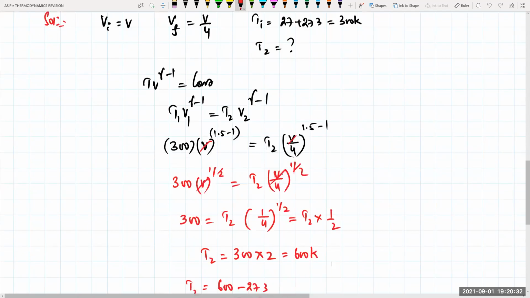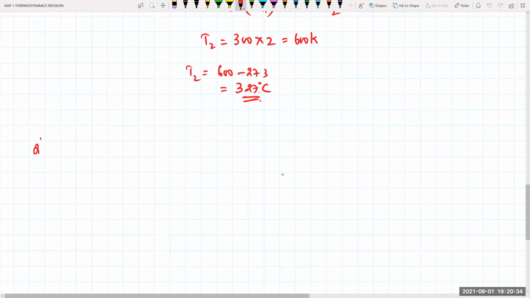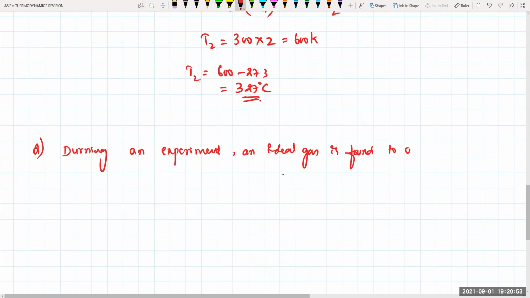Sure. This is a very important question, beta. See here, beta. During an experiment, an ideal gas is found to obey an additional law: V p square is equal to a constant.